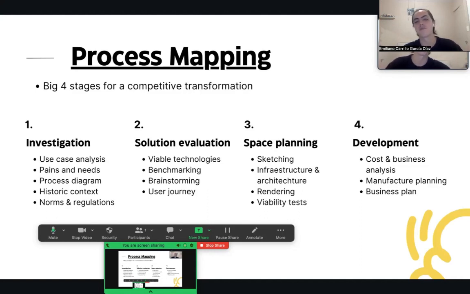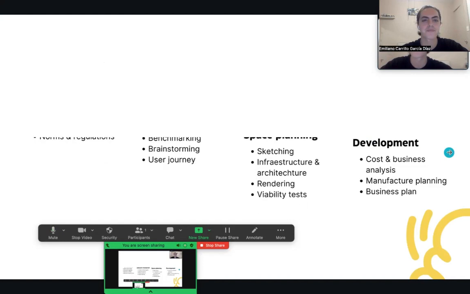Then we go to the space planning where we do some sketches. We plan the infrastructure and architecture, because since we are doing cyber physical systems, this involves the use of various software and other electronic devices. So this is very important. We do some rendering of the product, and we do viability tests to see if it is actually possible to produce it. Finally, we do the development where we evaluate the cost and business analysis. We plan the manufacture process, and we do the business plan to actually make it successful.